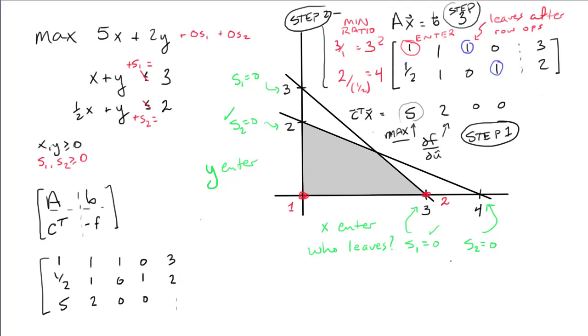We are at our initial problem, so we're at the origin. I want one of these entries to leave the basis. X is going to enter the basis, and the first row is the element that leaves. So S1 leaves. Do the row reduction.